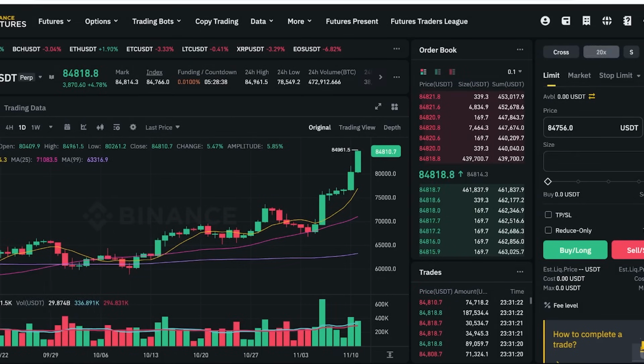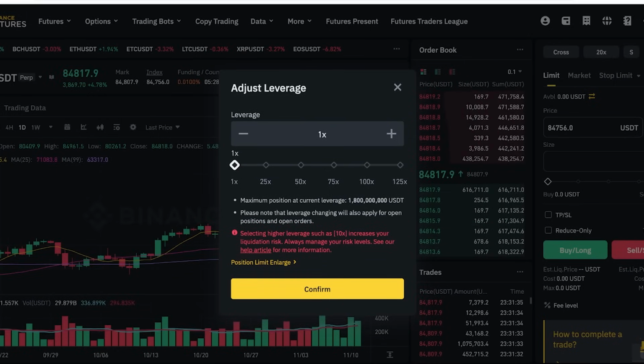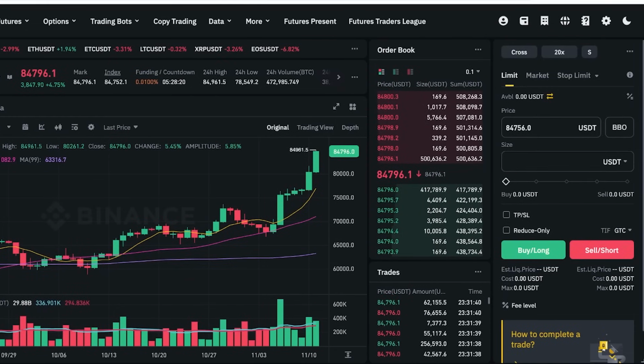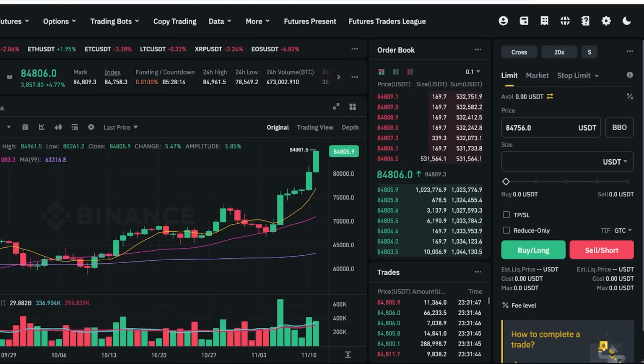Now, over here, you can adjust the leverage that you want. So, selecting higher than 10x leverage increases your risk of liquidation. So, always try to manage the leverage that you are taking. Then you also have TP and SL. So, take profit and stop loss, which always helps you in reducing any type of risk. And you also can choose to reduce only.